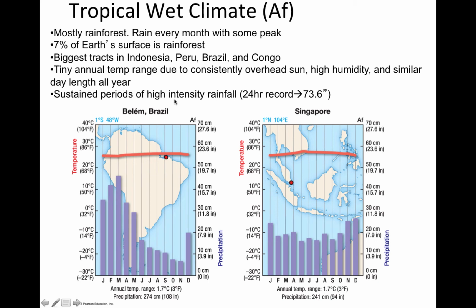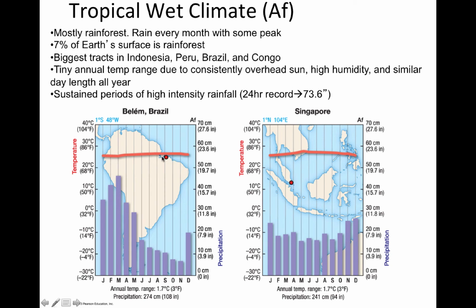Sustained periods of high intensity rainfall. For example, the 24-hour records held here at 73.5 inches of rain in a single day. And that is more than 4 times Boulder's average annual precipitation, to give you an idea of how much that is. Here we're looking in the lower left, Belém, Brazil.